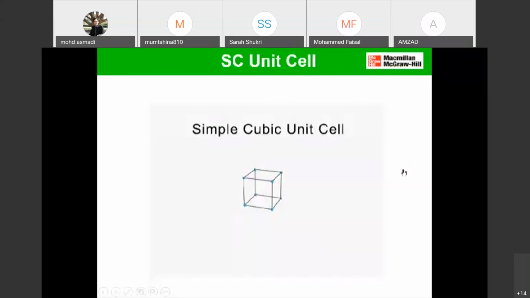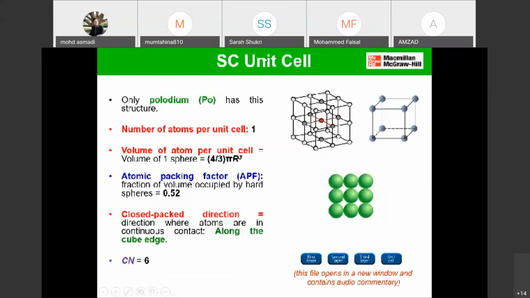So I repeat. The number of atoms per unit cell for simple cubic is equal to 1, and the volume is equal to one sphere. The atomic packing factor, which is the fraction occupied by atoms or hard spheres, is equal to 0.52 or 52%, and the coordination number is equal to 6. So this is for the simple cubic.